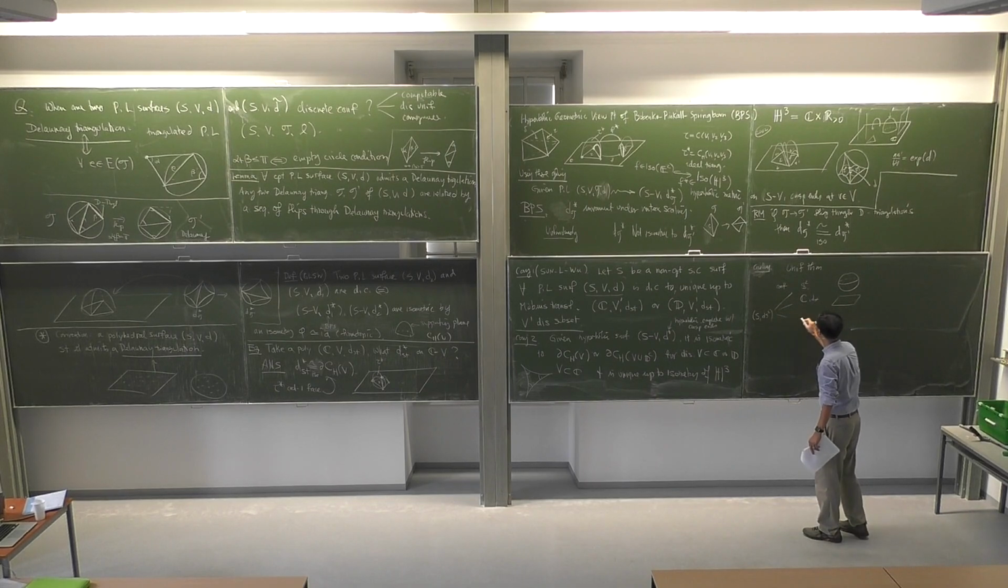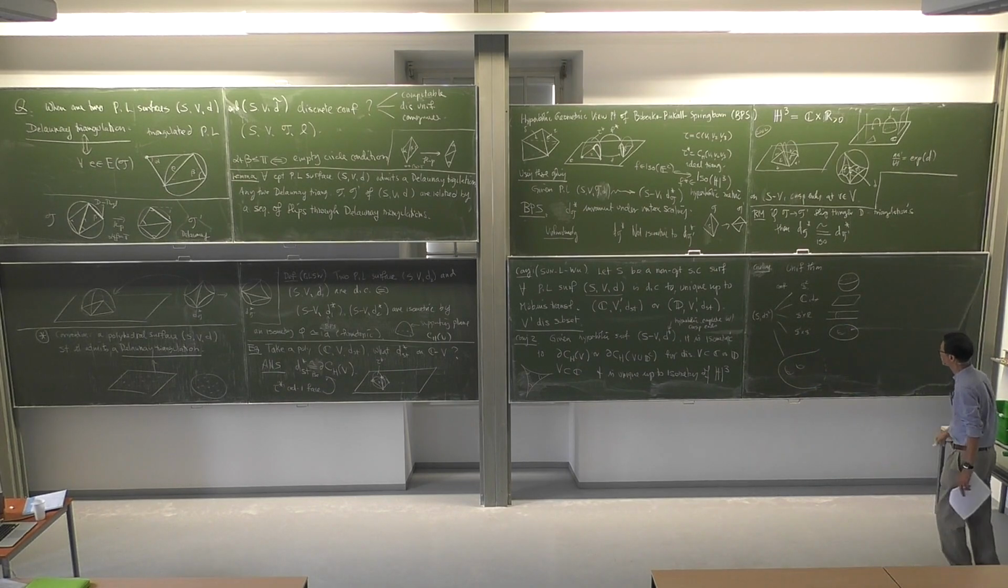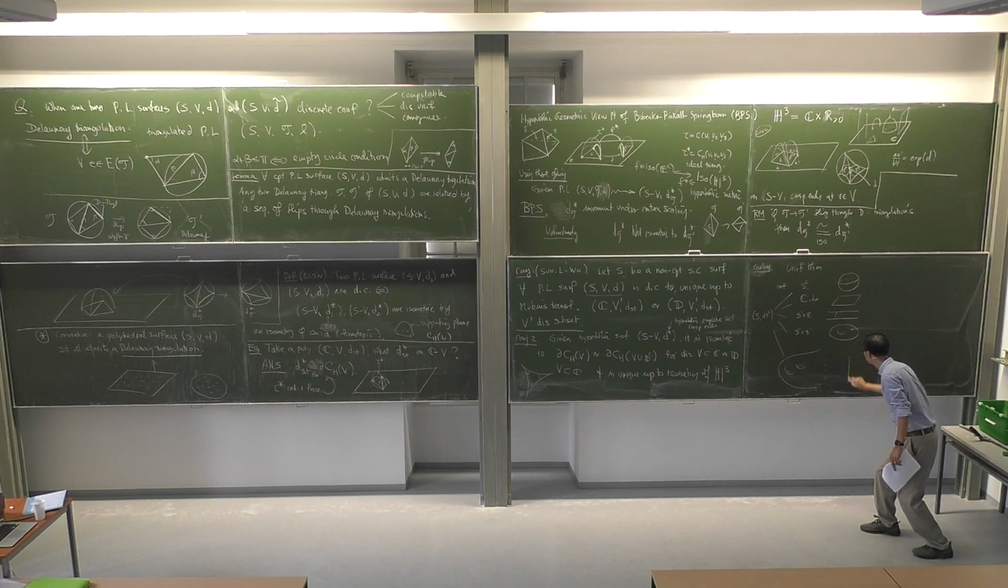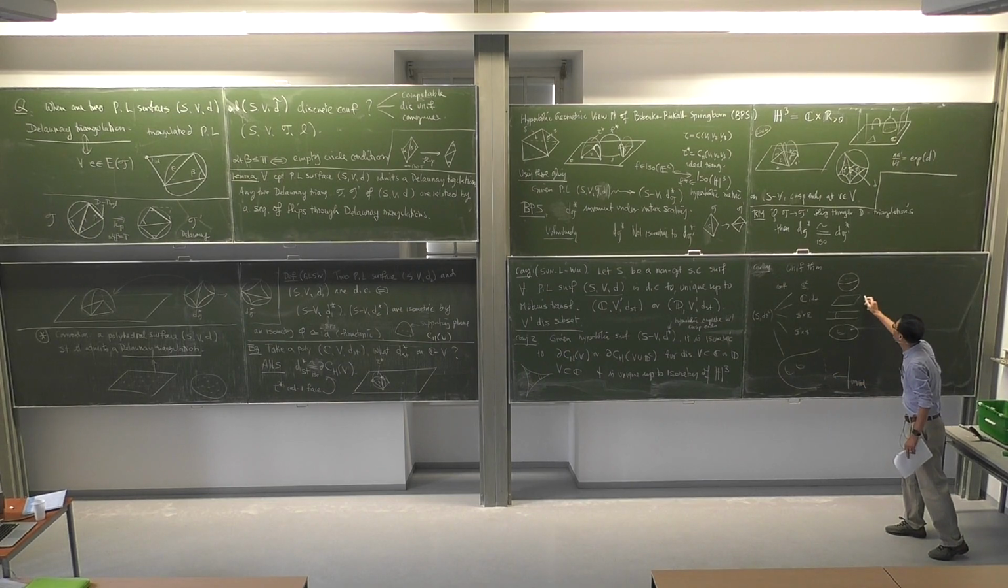or to a cylinder, S1 cross R, it's flat, or to a torus, S1 cross S1, and then the rest of it is hyperbolic. So it could be compact and non-compact. And in this class, it's unique. In the hyperbolic case, it's unique. In this case, it's unique up to scaling. In this case, it's not unique, but it's unique up to Möbius transformation.